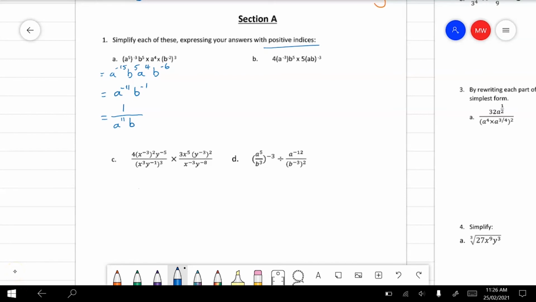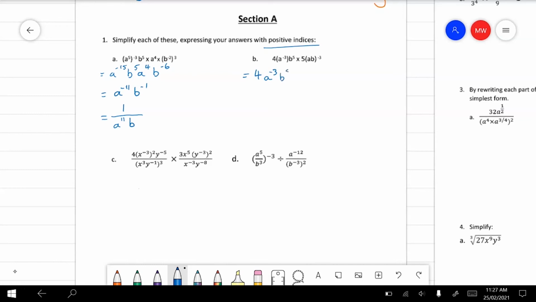Section A, 1b. We want to make sure that this is nice and easy for us, and so we want to get this written out as if it was the first index law. So we want to get rid of those brackets, so everything's just multiplied. So we'll start writing 4a to the minus 3. The brackets didn't do anything in this instance.